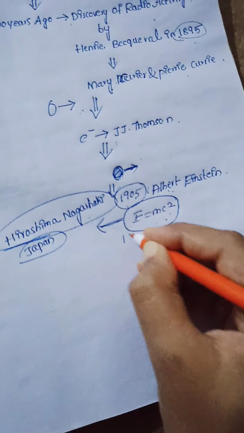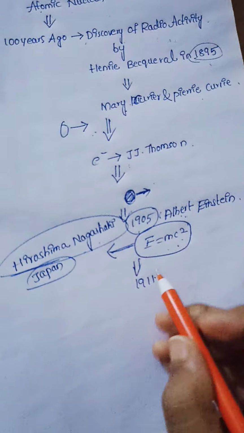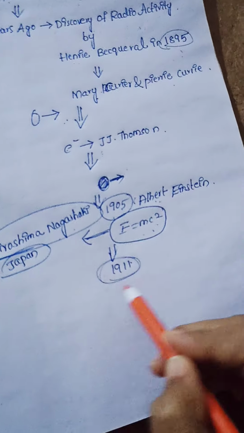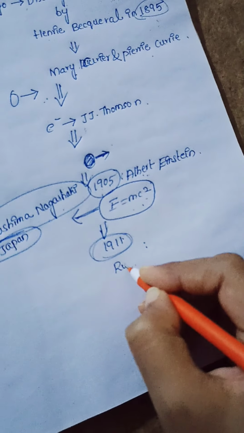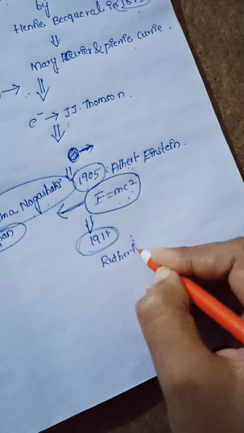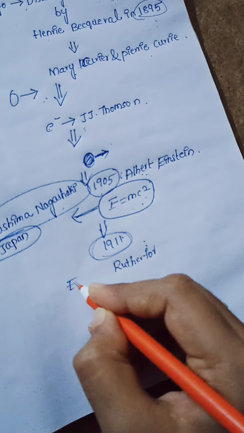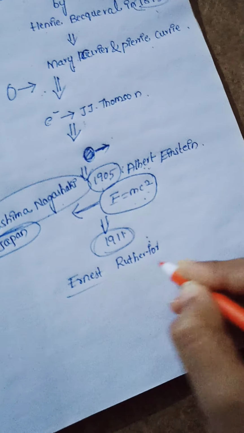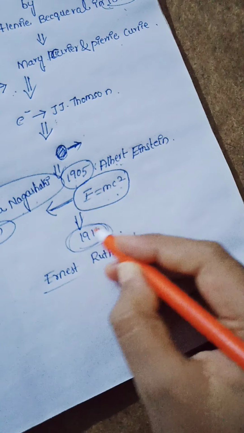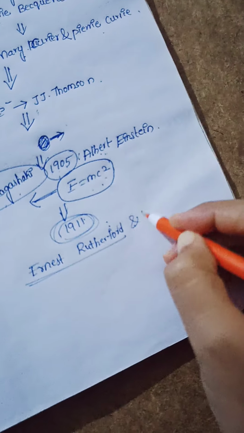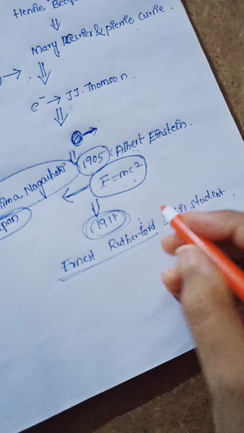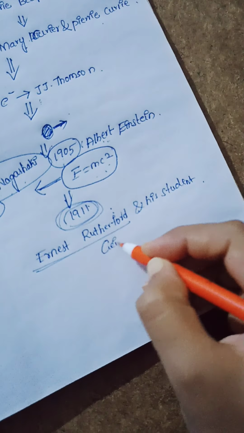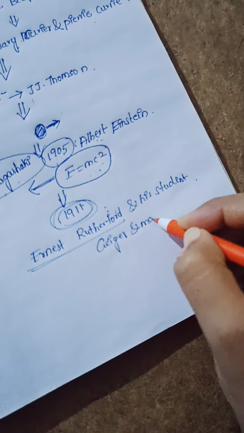Next, coming to the year 1911, after 5 years, a group of scientists led by Ernest Rutherford, that is his full name, appeared. In the year 1911, Ernest Rutherford and his students, who were named Geiger and Marsden and some others, worked together.